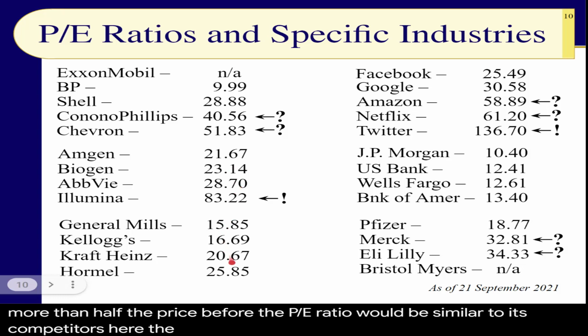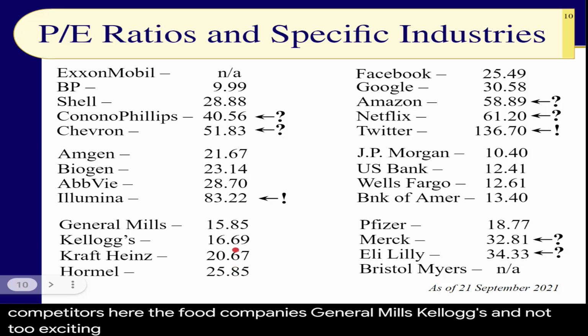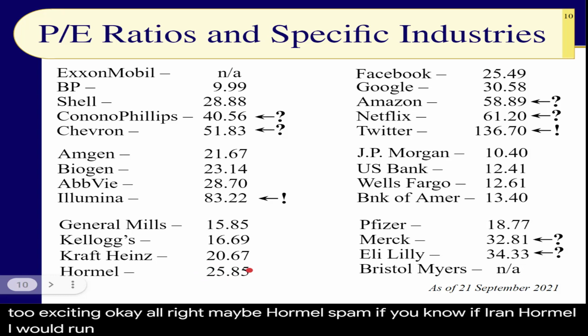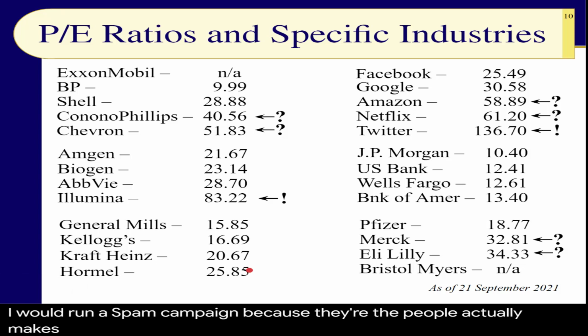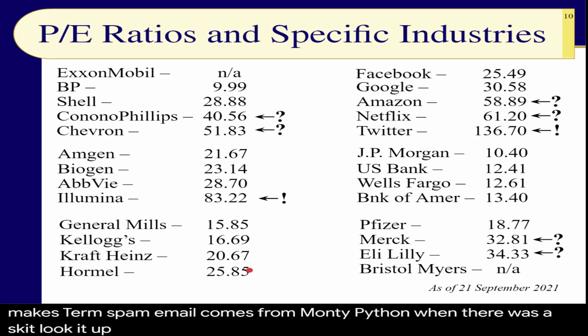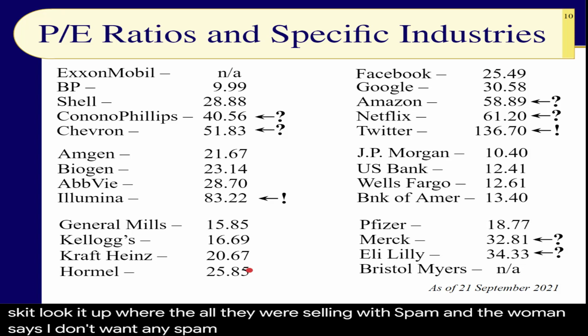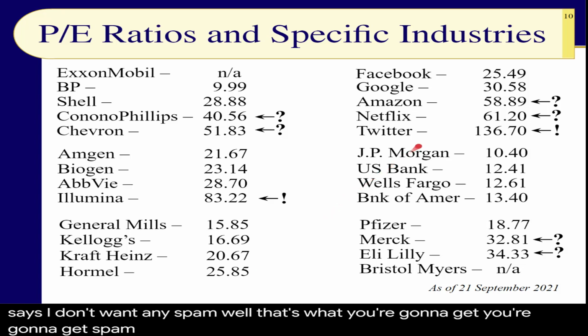Here are the food companies, General Mills, Kellogg's, not too exciting. Okay, all right. Maybe Hormel, Spam. If I ran Hormel, I would run a Spam campaign because they're the people who actually make Spam. And actually, the term spam email comes from Monty Python, when there was a skit. Look it up, where all they were selling was spam, and the woman says, "Well, I don't want any spam." Well, that's what you're going to get. You're going to get spam if you go to that restaurant.